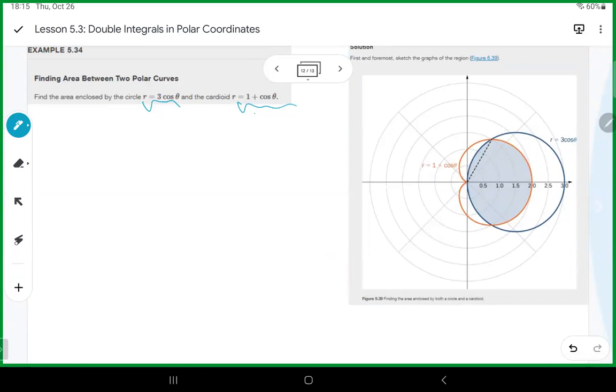So we can see from the symmetry of the graph that we need to find the points of intersection. Setting the two equations equal to each other will give us that. I'll try to just do it right here. And then what you're going to find is that one of the points has theta equal to pi over 3.